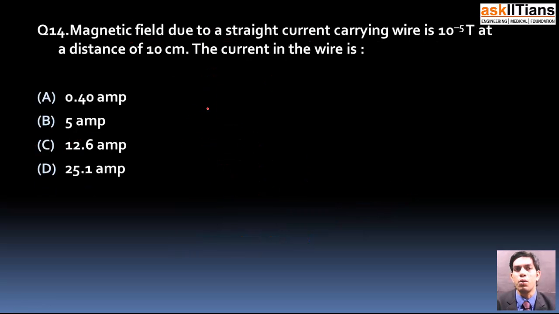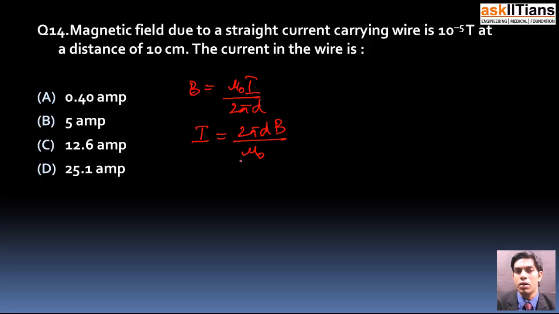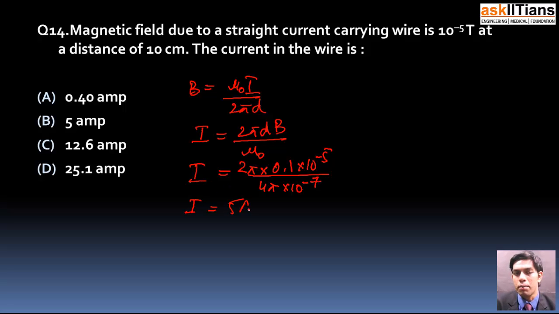It states the magnetic field due to a straight current carrying wire is 10 to the power minus 5 Tesla at a distance of 10 centimeter. The current in the wire is, we know that due to a straight current carrying wire, the magnetic field is mu naught I divided by 2 pi d. We need to find the current, so the current is equal to 2 pi d times the magnetic field divided by mu naught. Substituting the values, it's 2 pi times d, which is 10 centimeters, so 0.1, B is 10 to the power minus 5, and mu naught is 4 pi into 10 to the power minus 7. The current comes out to be 5 ampere.